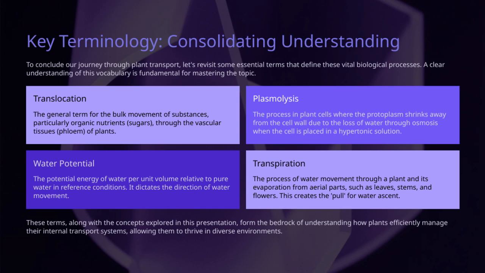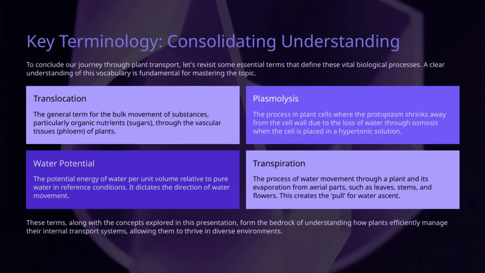Next is plasmolysis, a process that occurs when plant cells lose water through osmosis, especially when placed in a hypertonic solution. In this state, the protoplasm shrinks away from the cell wall, which is a clear indicator of water loss and helps us understand how plants respond to their environment at the cellular level. These terms, along with the concepts we've explored today, form the fundamental bedrock of understanding how plants manage their internal transport systems. This ability to efficiently move water and nutrients allows plants to thrive across a wide range of environments.